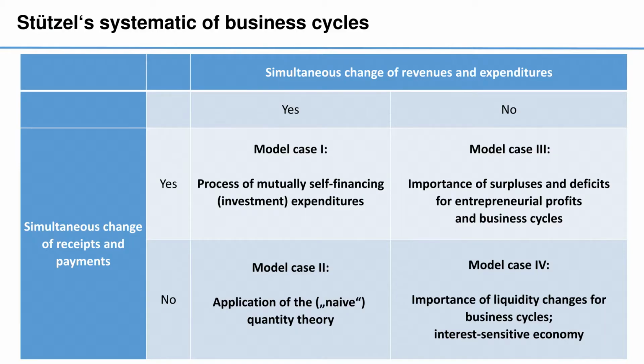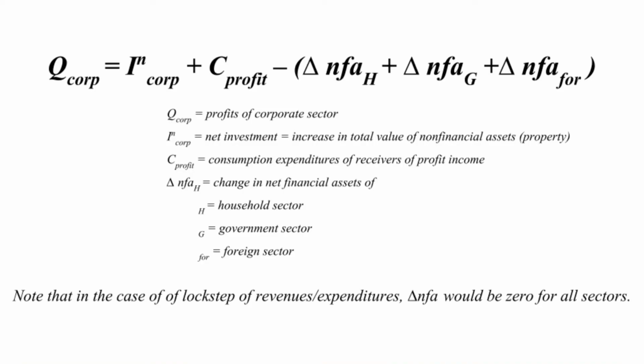Now, this third model emphasizes the importance of profits for investment decisions, and they start, therefore, with a Kaleckian equation for profits. So, say Q, the profits of the corporate sector, are equal to the net investment of the corporate sector plus the consumption expenditures of receivers of profit income minus the change in the net financial assets of the other sectors. So the change in net financial assets of households, the change in net financial assets of the government, and the change in net financial assets of foreign countries.